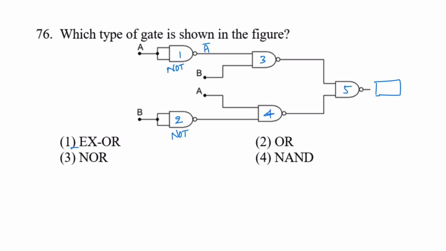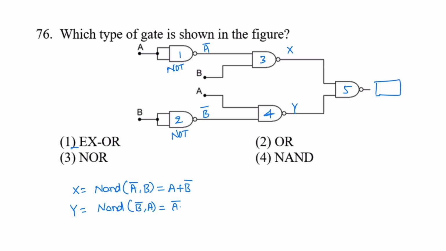A NAND gate with two inputs tied will behave like a NOT gate. So the output is A bar. Let us assume X is the output of gate 3 and Y is the output of gate 4. Now X is NAND of A bar, B, so the X value is A plus B bar. Similarly, Y is NAND of B bar, A, so it results in A bar plus B.